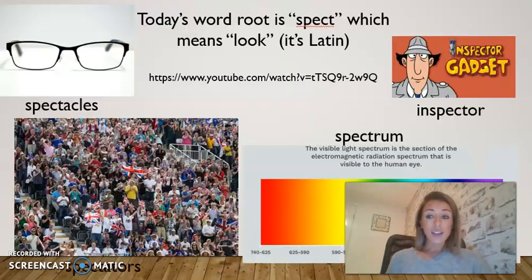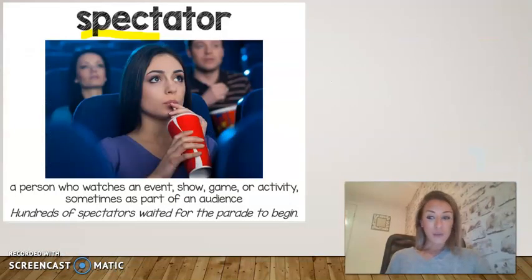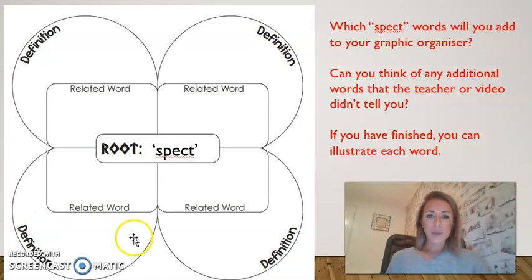Now, don't forget, guys, if you are struggling and you're thinking, I'm not really sure I know many words with spect in, I would suggest that you have a little look at this video, because this video here, I'll put the link in the description, shows you lots of words with the word root spect in. Another really good way of gathering ideas is to speak to a sibling, if you've got one at home, or a parent or carer, and they may well know a few words. So this is your challenge for today.